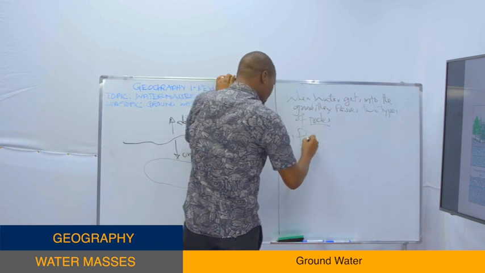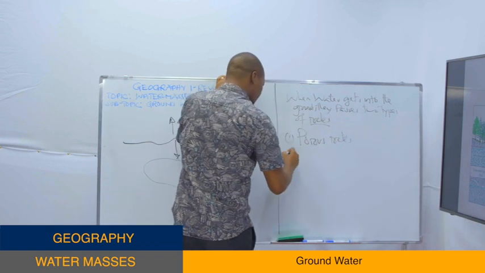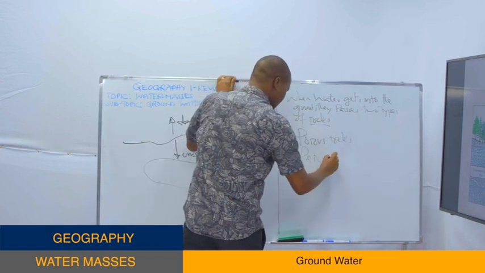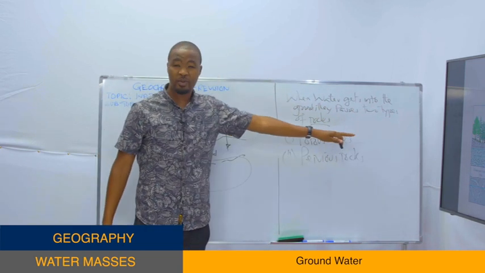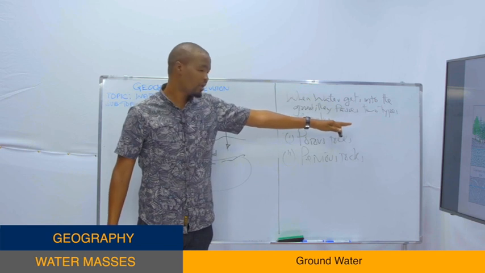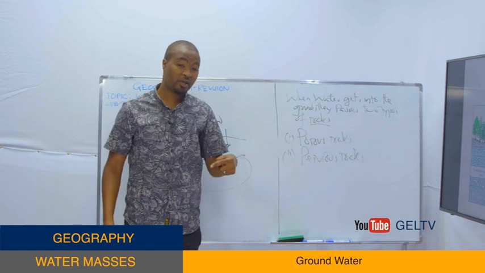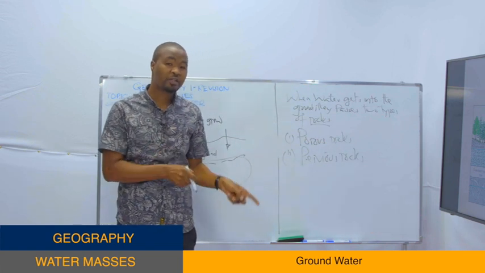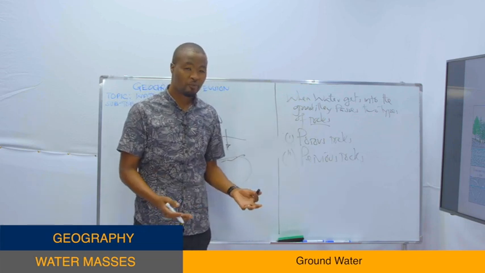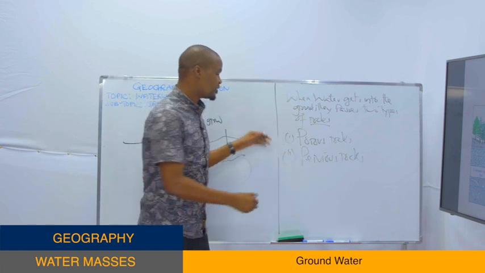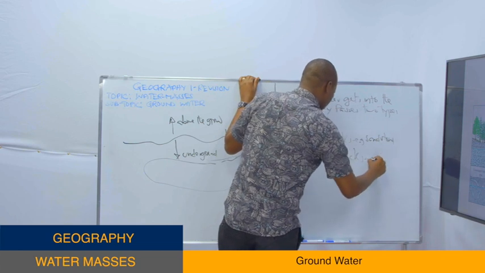We have what are called the porous rocks, as well as the pervious rocks. Porous rocks are the rocks made up of empty space, like the sandstones. Are we together? It means water uses the empty space between the sandstones to enter into the ground. And those types of rocks, we call them porous rocks. An example of porous rock is sandstone. Then from there, we have the pervious rocks.